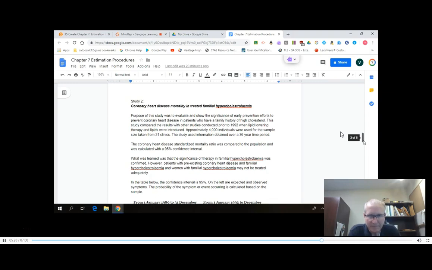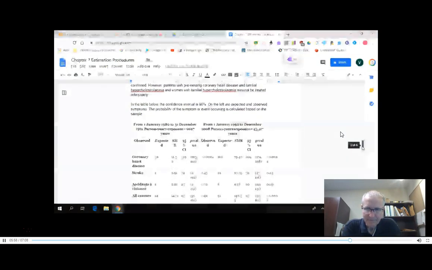The study used information obtained over a 36-year time period. The coronary heart disease standardized mortality ratio was compared to the population and was calculated with a 95% confidence interval. What was learned was that the significance of therapy was confirmed. However, patients with pre-existing coronary heart disease and familial hypercholesterolemia and women with the same thing may not be treated adequately. In the table below, again, our confidence interval is set at 95%.